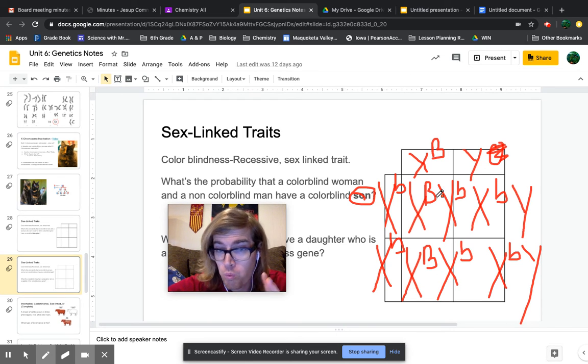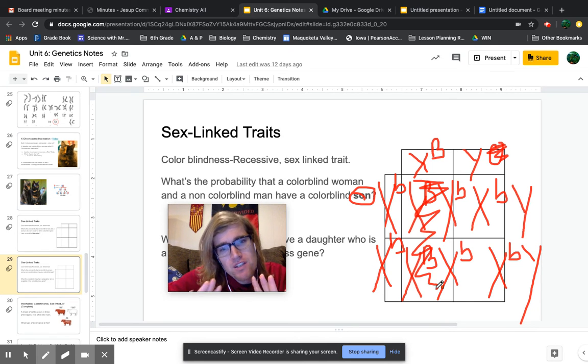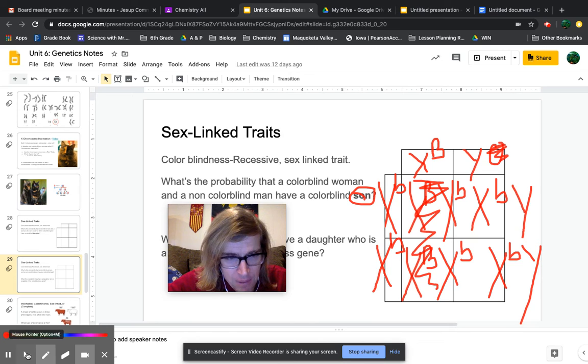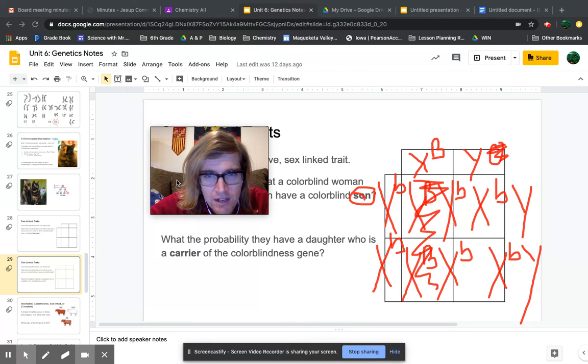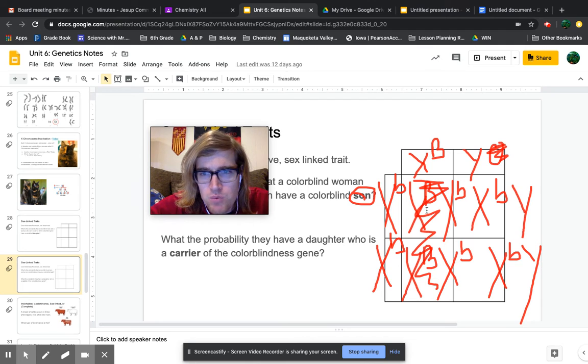100%, right? We don't look at this left half of the Punnett square at the moment. Why not? Because they're females. So in this case, we're not going to pay attention to the females because we're only looking at sons. But in the second part of the question, they asked, what's the probability that they'll have a daughter who's a carrier? That's where we would need to look at the side of the Punnett square.